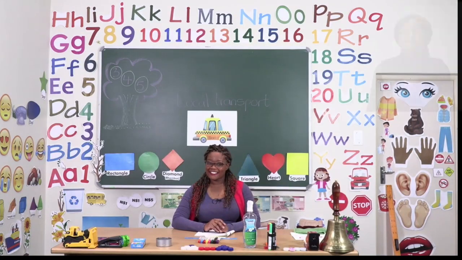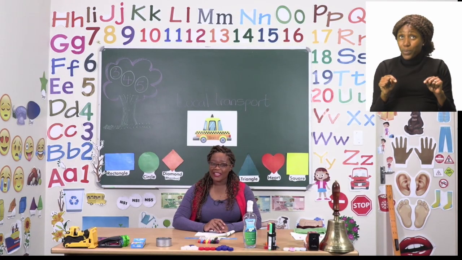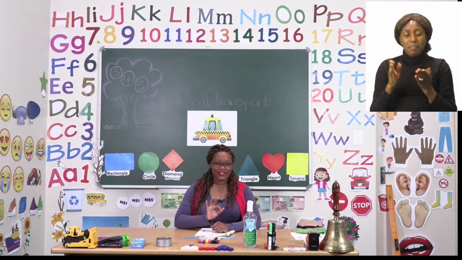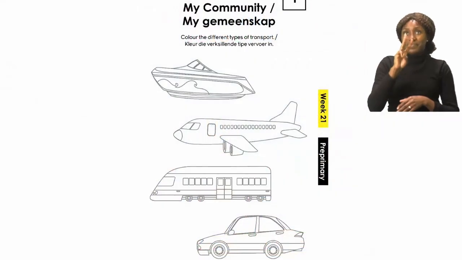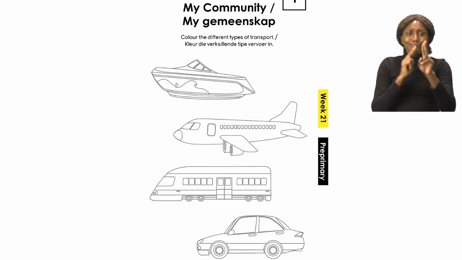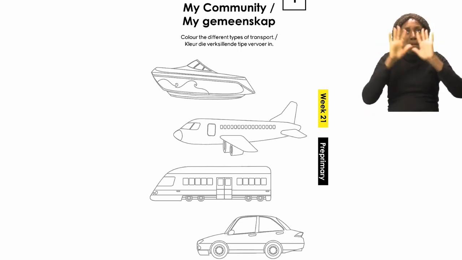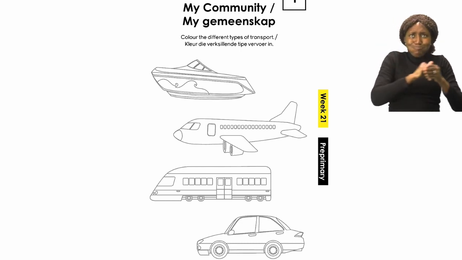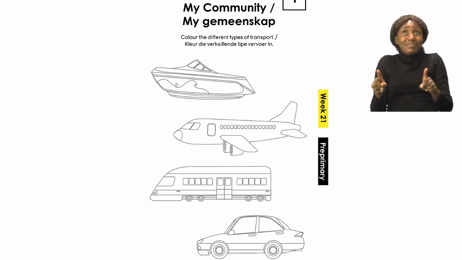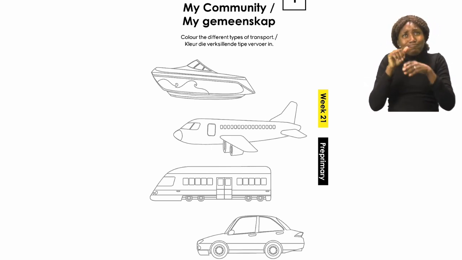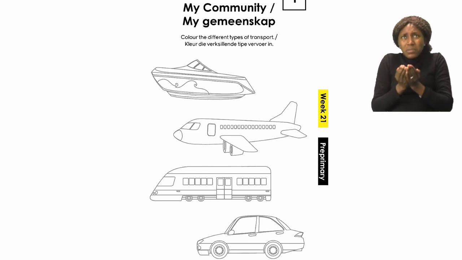Let's start our lesson today, my dear friends. We are going to go to page 3. On page 3, we're going to be talking about our community. It's going to be our job to color the different types of transport. Now remember, transport is anything that helps us move from one place to another place.